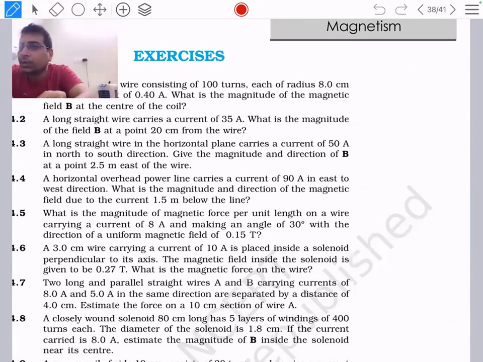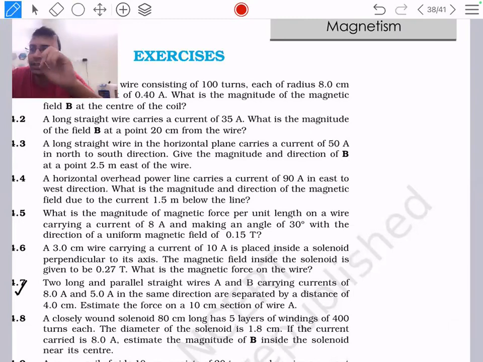Okay. So let's look at 4.7, guys. Two long parallel straight wires A and B carrying currents of 8 ampere and 5 ampere in the same direction are separated by a distance of 4 centimeter. Estimate the force on a 10 centimeter section of wire A.